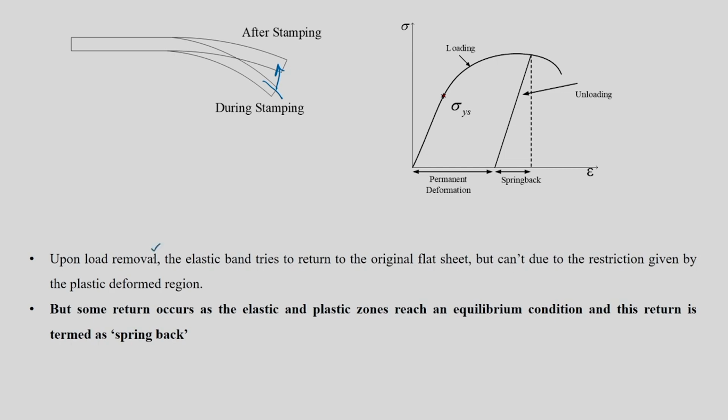So upon load removal, the elastic band, which is just above and below the neutral axis, tries to return to the original flat sheet. Correct. That is the purpose of elastic deformation. It will try to recover, right? It will try to return to the original flat sheet, but it cannot do that due to restriction given by the plastic deforming zone.